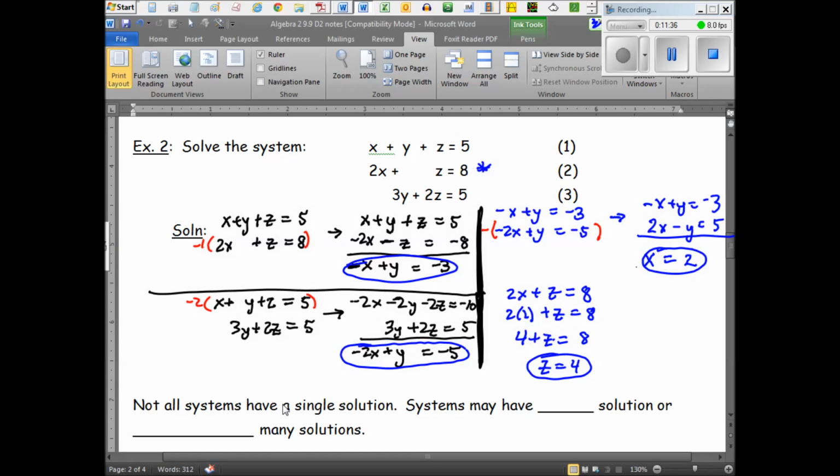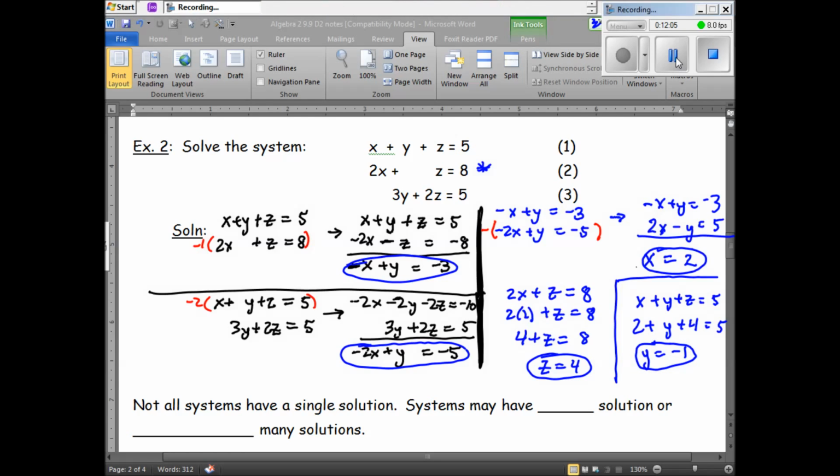Alright? And then going back to the first equation, x plus y plus z equals 5 from the very beginning, or you can use the third equation, might be easier. We can just plug in the 2 and the 4, and we end up with y equals negative 1 as a solution. So we have again a consistent system. This time our solution, I'll put it in red at the very top, was 2, negative 1, 4.